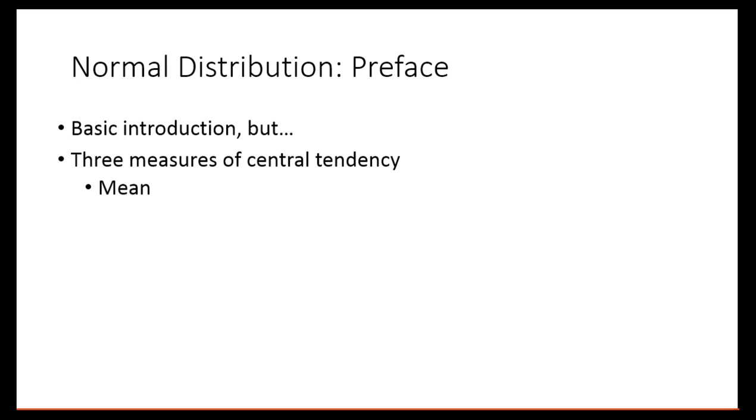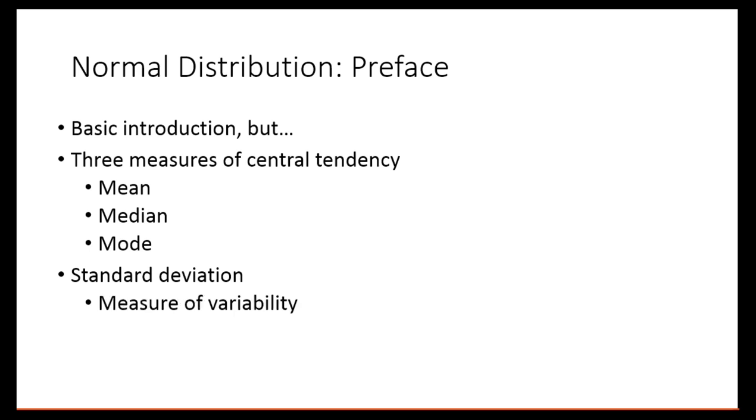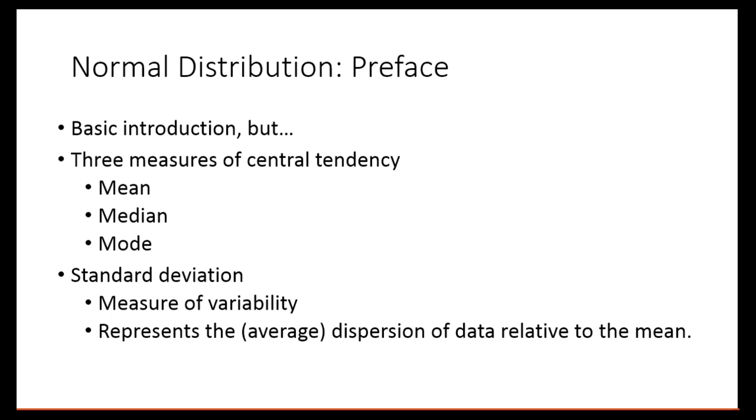In addition to the mean, there's also the median and the mode. So these are basic measures of central tendency, and I assume that you understand in particular the mean already. I also assume that you know what a standard deviation is. And just as a very brief refresher, a standard deviation is a measure of variability, and in particular it represents the average dispersion of data relative to the mean.